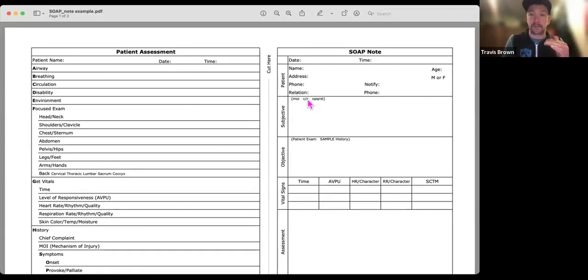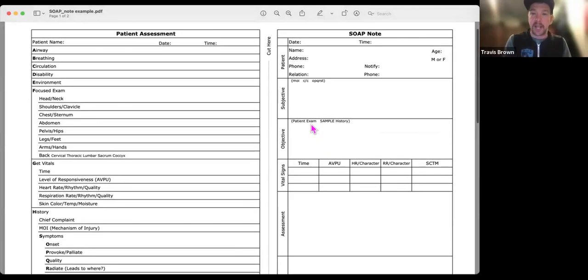Talk about mechanism of injury in our subjective portion. So these are the things that are maybe a little bit more in line with the participant's story of the events and what they're feeling, like what makes the injury worse or what makes it feel better, all of that sort of stuff. So it's the things that we don't necessarily observe, but that is being reported in a lot of ways. And the objective is going to be the information from our patient exam.